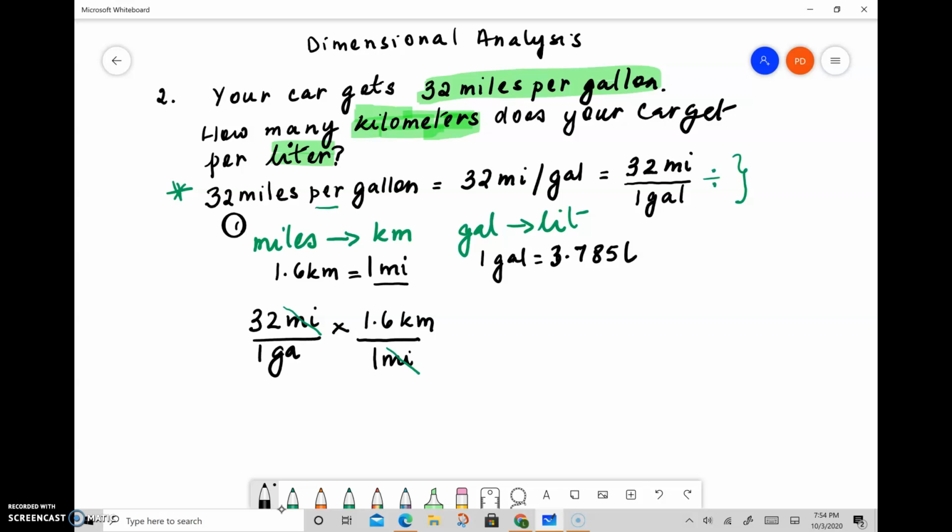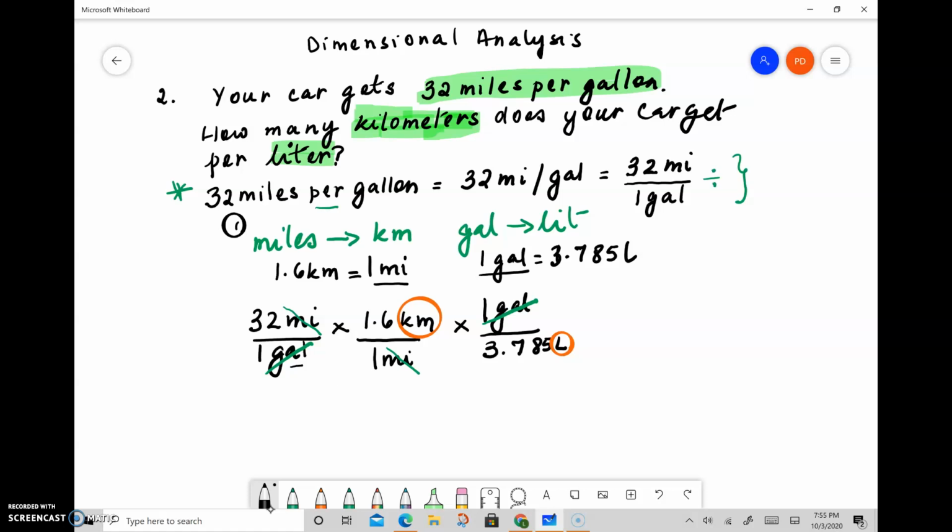And now our next step is to convert gallons to liters. So gallons is in the denominator. So from this equation, let's put the gallons in the numerator. So that way that cancels out. And let's put the liters, that is 3.785 liters, in the denominator. Let's see if that works. We know it works if gallons cancels out. And now let's check if we have kilometers in the numerator and liters in the denominator.